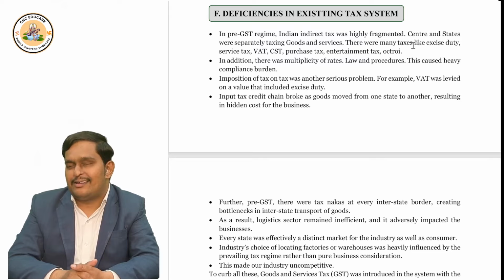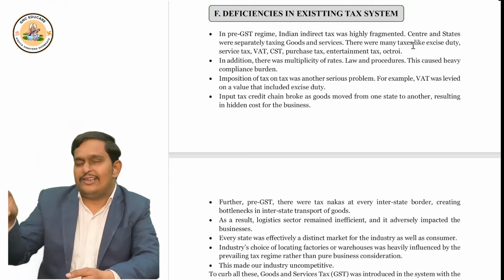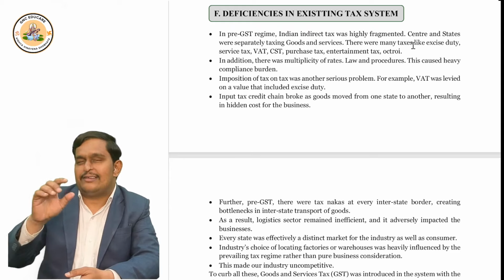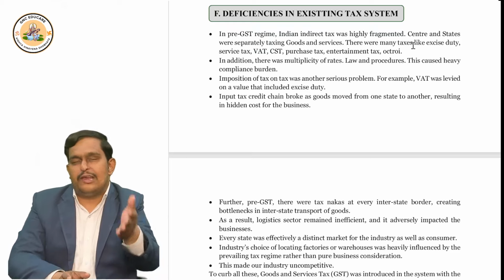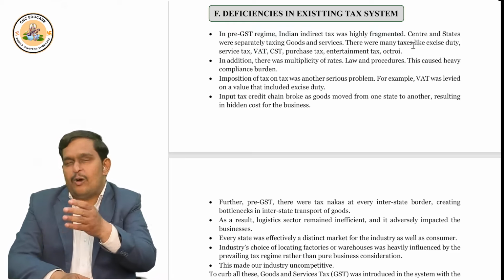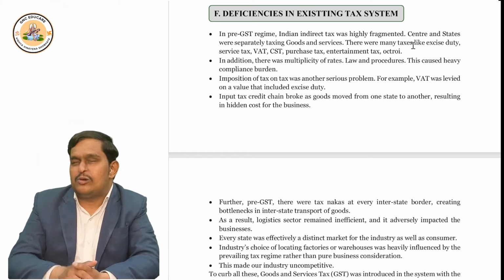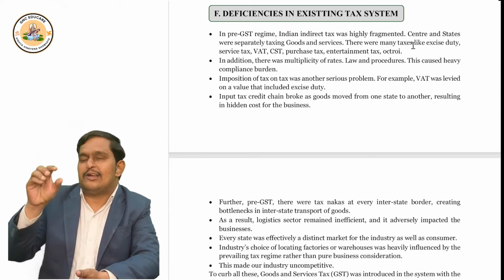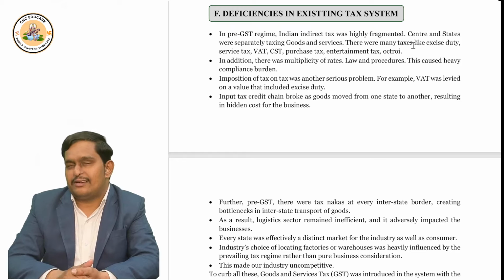Then there are tax nakas. What is tax nakas? Let me explain to you. Every state has a border, and on the border, whatever highway the goods travel, there the tax authorities used to stand. Why? Because if you sell goods from one state to another, obviously CST was there, central sales tax. To collect the central sales tax, tax authorities had to stand there on the main roads, on the borders of the state.